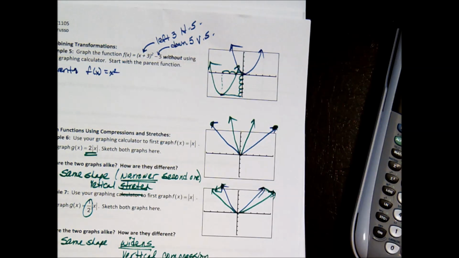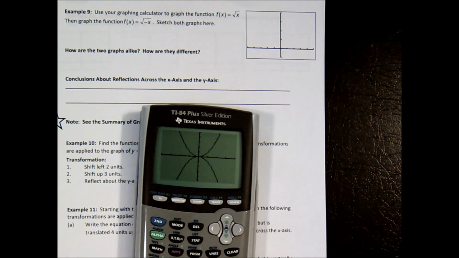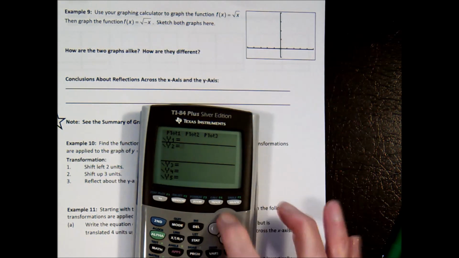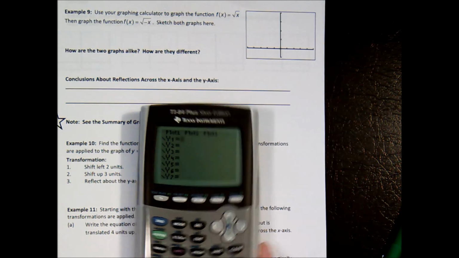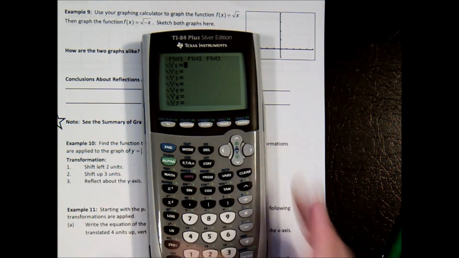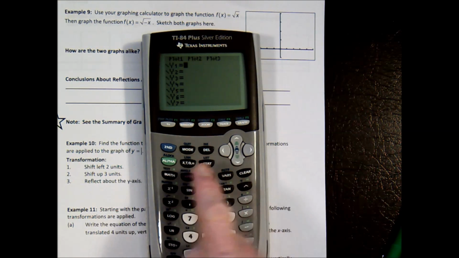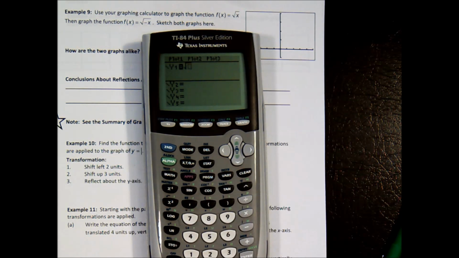Let's look at our next little discovery that we will do. Go into your y equals. On this one, we'll use a different function. We're going to use square root of x. So go into y equals, hit clear for both functions, go back up to y1, and let's put in square root of x. Square root is right above the x squared button. So we have y1 equals second x squared, square root of x.